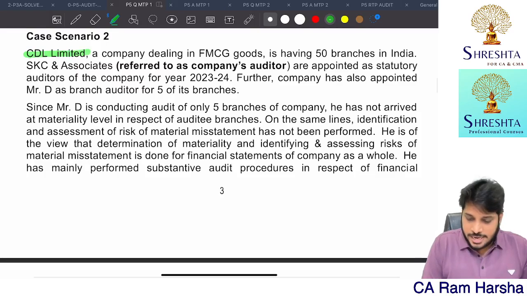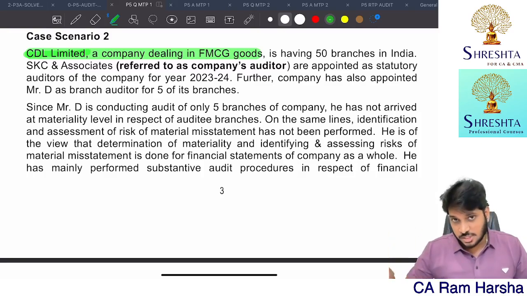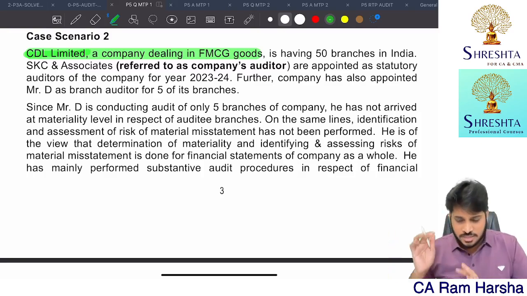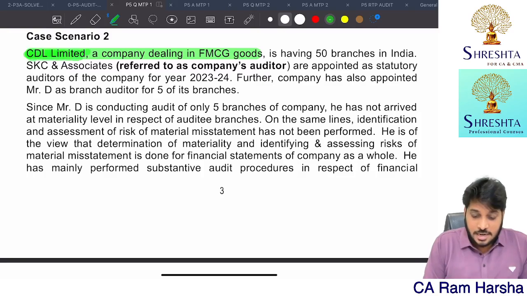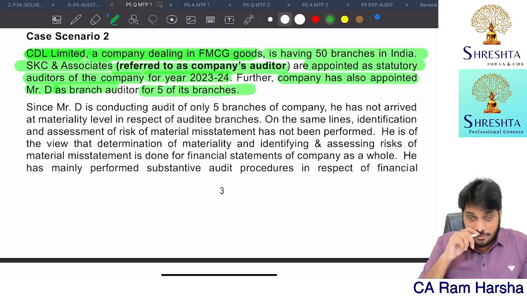CDL Limited, a company dealing in FMCG goods. By the way, you please check with the answers. I'm not opening the answers. You cross check with the answers. CDL Limited, a company dealing in FMCG goods, is having 50 branches in India. SKC and Associates, referred to as company auditor, are appointed a stat auditor for the company 23-24. Further, the company has also appointed Mr. D as branch auditor for 5 of its branches.